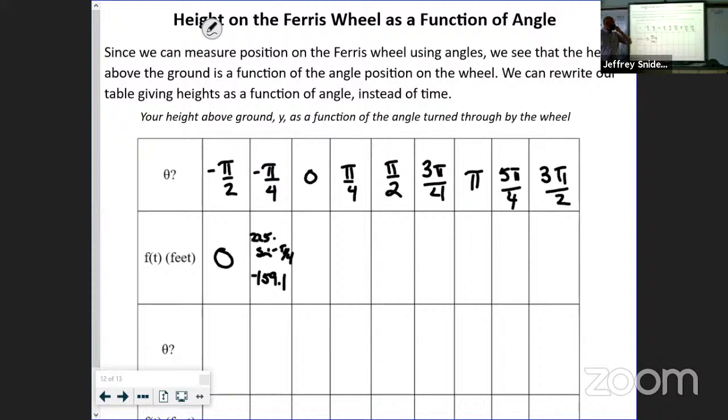Oh, wait, what about this? This is going to be a negative times positive. It's a negative. How am I going to deal with this? Because I know this would mean I'm where? Underground. What in the world? How am I going to handle this to make sure that I don't get back negative 159.1?